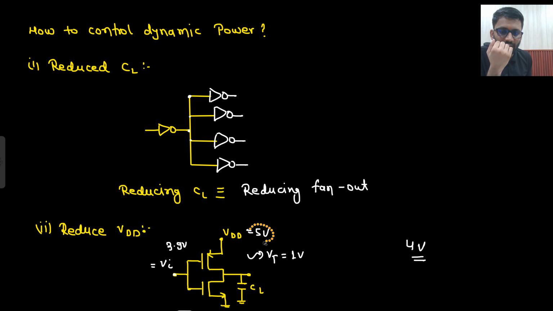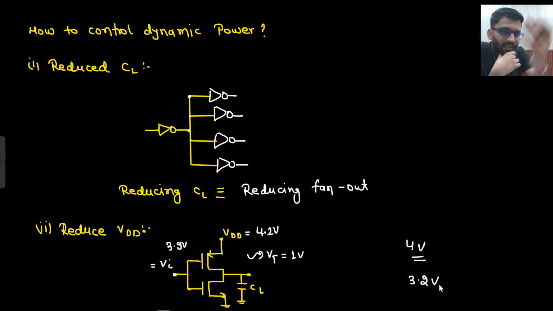But let's say VDD reduces to 4.2 volt. What is the maximum voltage that you can apply to turn on the transistor? 3.2 volt. So your VIH has reduced. VIH is the maximum input voltage above which you will consider the input logic as 1. So that has reduced. That means your noise margin is also reducing. Yeah, that means you are trading off with noise margin.